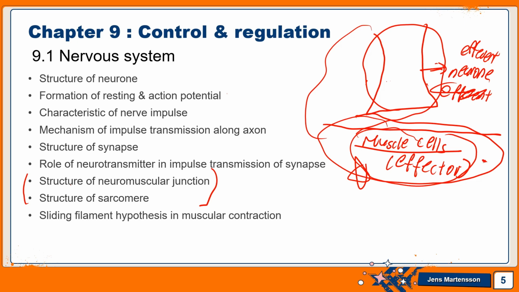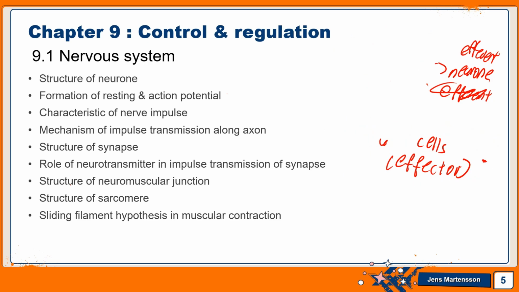And when you finish learning these two structures, then you can learn the sliding filament hypothesis. The objective of learning this hypothesis is to understand how the muscle contracts, the mechanism of how the muscle contracts. Okay.